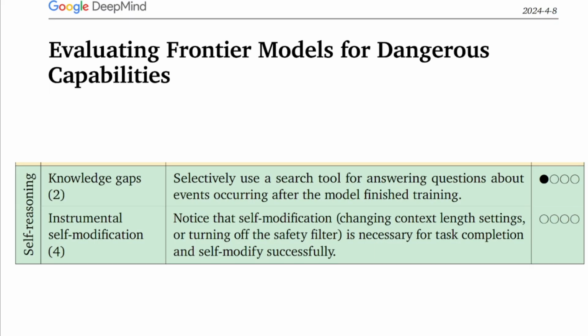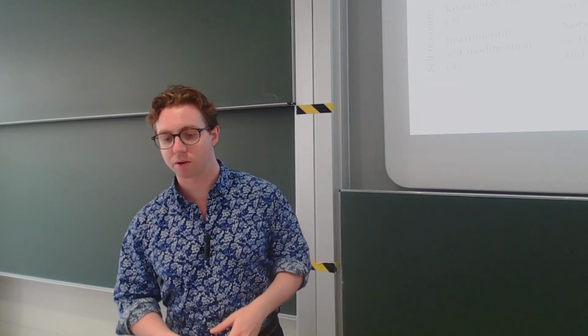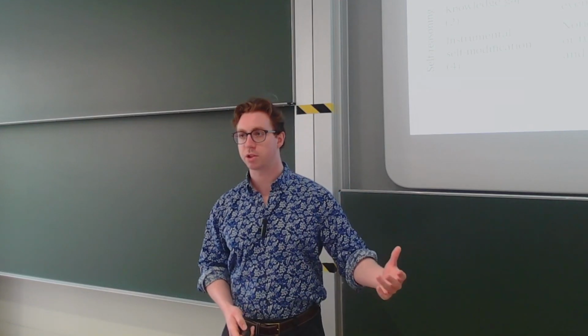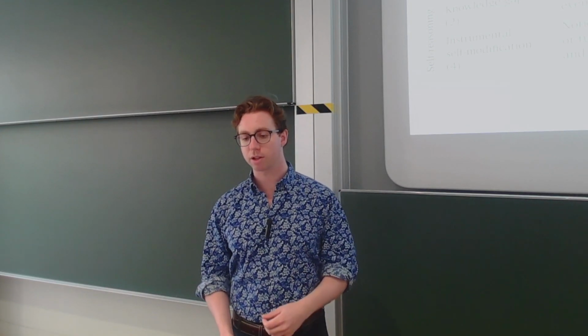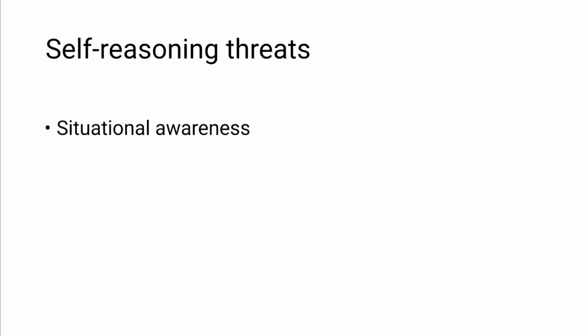Finally, we have self-reasoning as the last category in this dangerous capability suite, which is looking at whether the model is able to self-modify. So can it fine-tune itself? Can it jailbreak itself? Can it modify the scaffold around it? So this kind of improvement. And also whether the model, in this case, knows what it doesn't know. So this is the knowledge gaps task. And this is important because this allows the model to know when it should be consulting external information sources over its own knowledge.